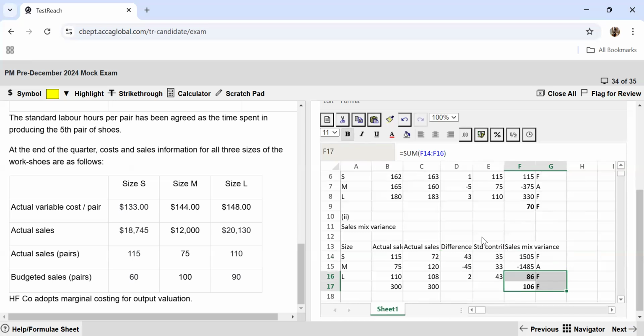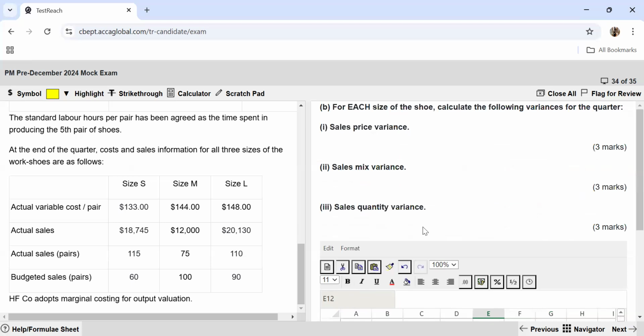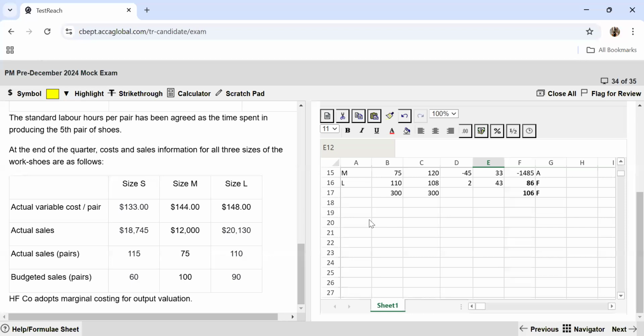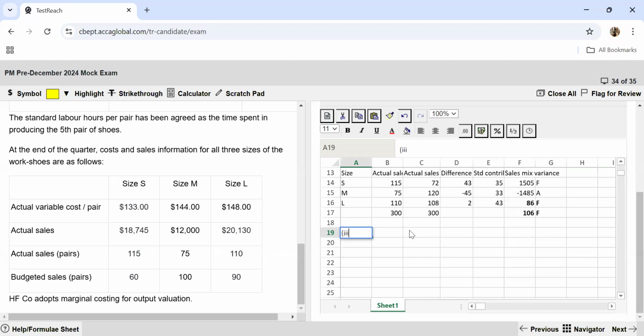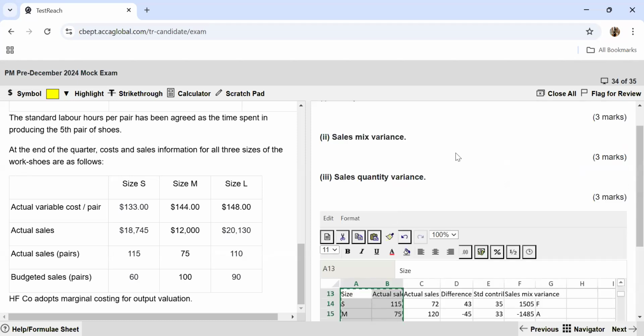Right. So we have now worked out the second part. Also, moving towards the third part where you've got to find out the sales quantity variance. So as far as the quantity variance is concerned, they just want to find out how much you should have sold versus how much did you actually sell. Here you're doing a comparison with the budget itself. So I am copying this much data from here.